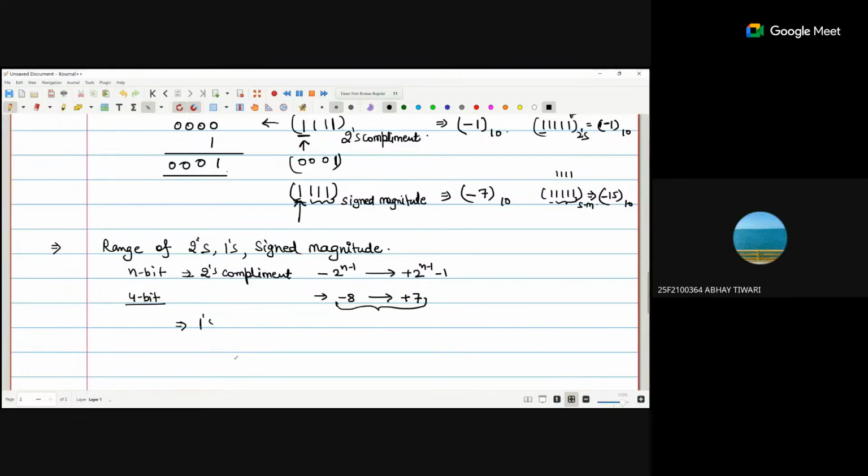Yes. If we are talking about the one's complement, the range is minus 2 raised to power n minus 1, minus 1 to plus 2 raised to power n minus 1, minus 1. That means again for 4-bit data, the range is from minus 7 to plus 7. Can anyone tell me why?